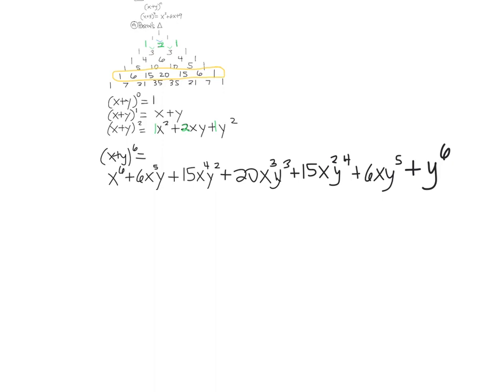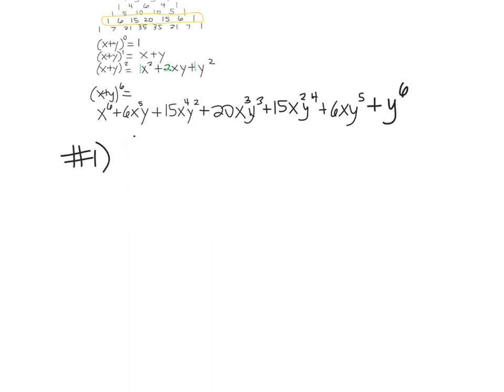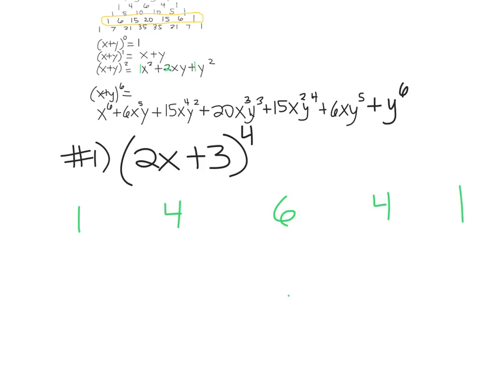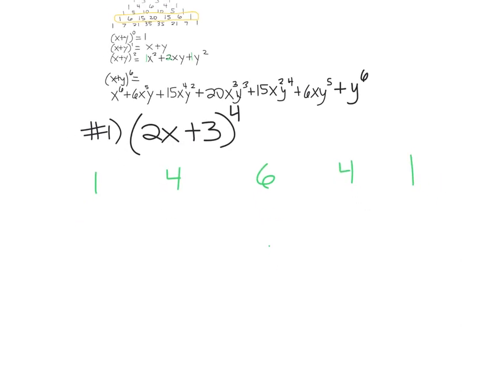So here we go. We're going to do some examples. Number 1. Let's take 2x plus 3 and raise it to the 4th power. Now let me show you how I do these problems. I know it's to the 4th power, so I'm going to go to the 4th row of Pascal's triangle and write down what the 4th row is. The 4th row is 1, 4, 6, 4, 1. Those are the numbers that I need.